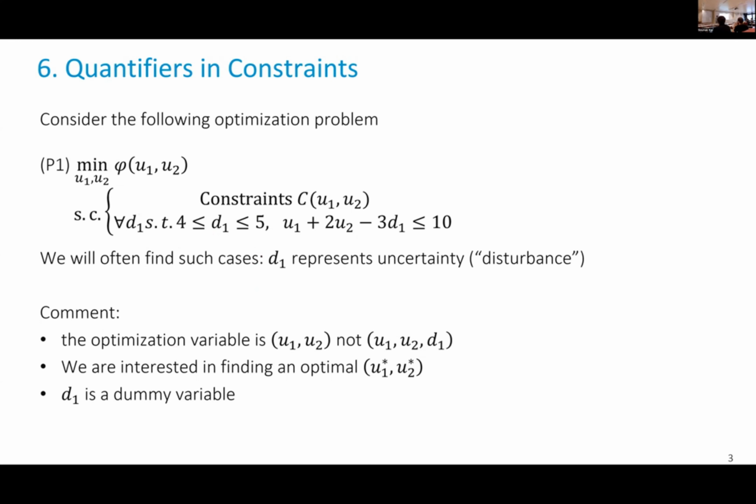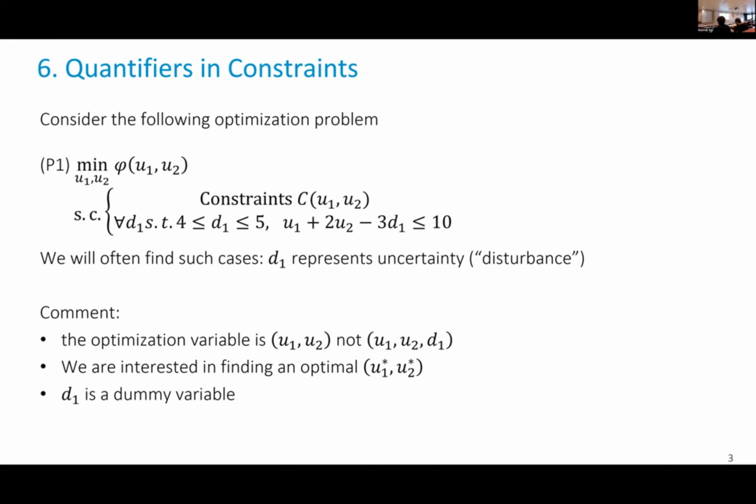Also, when we have a quantifier, whatever comes after the quantifier is called a dummy variable. Just like in an integral, if I say integral of sine x dx, x is not a variable that we care about. We can call it x or u or w, that doesn't change anything. It's called a dummy variable. Here it's the same. This D1 is a dummy variable, which means in particular that the optimization variable is U1, U2, not U1, U2, D1.